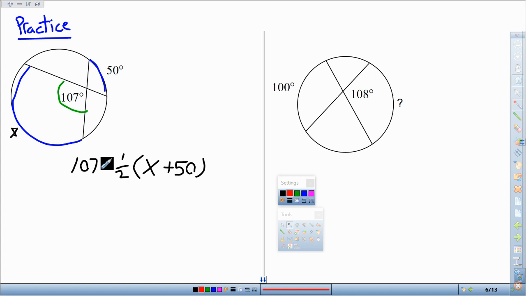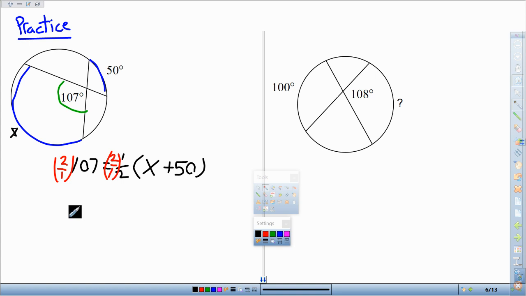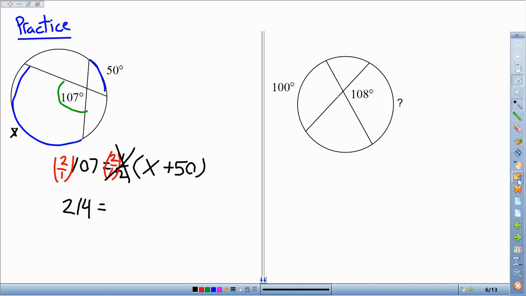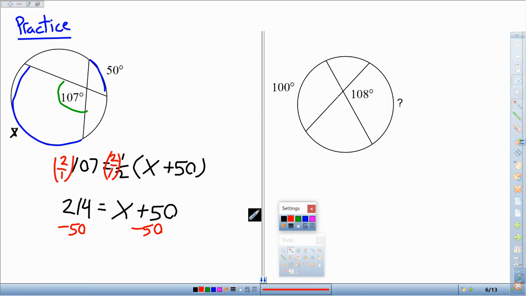Okay, and I'm going to choose to get rid of the fraction instead of distributing by multiplying by that reciprocal. Okay, so I got 107 times 2. I got a 214 on the left, and on the right, these are gone. It just looks weird when you cross them out, but we're left with just that x plus 50. Okay, and then last thing, subtracting 50. Got 214 minus 50. It looks like a 164. There's my answer.